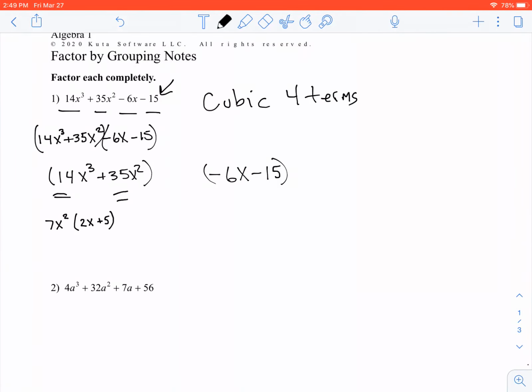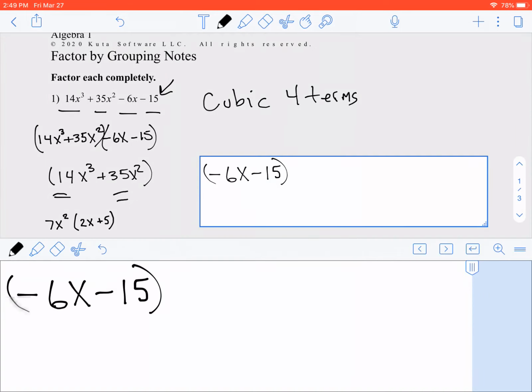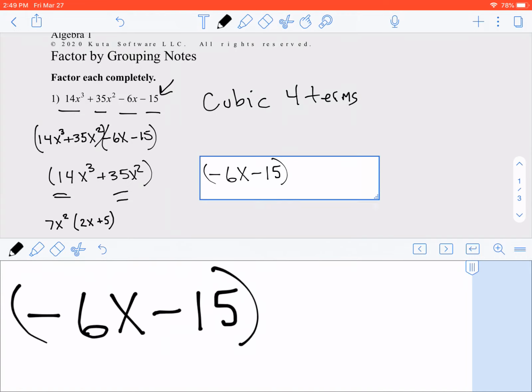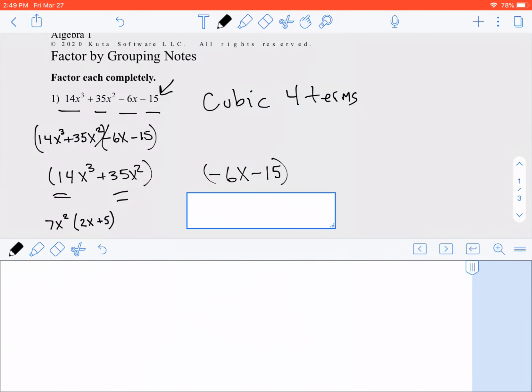Okay, I just copied it wrong. All right, so if I do my factoring of this group correctly, I'm going to end up with the same thing in parentheses as I ended up in the other one.